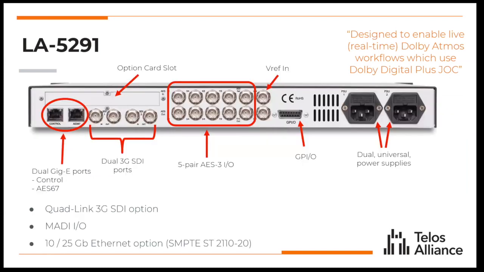It's a 1 rack space unit. It supports SMPTE 2110-30 and 31 natively. It supports 3 gig SDI, 5 pairs of AES-3 I/O, so it can handle 5.1 plus 4 in and out with AES-3. There's option cards for SDI to bring it up to quad-link 3G, MADI, or there'll be one for a high-speed Ethernet to support 2110-20, so we can handle video delay there.